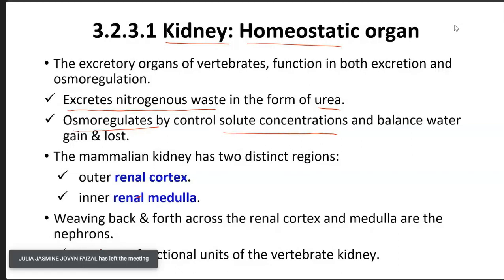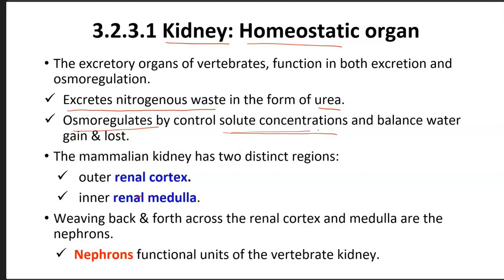Okay, so for this part we are going to look at how your body maintains the right solute concentration and water balance, gain and loss, through osmoregulation, which involves the organ kidney. And also the kidney functions to remove wastes from your body fluid, especially nitrogenous waste in the form of urea. All right. So the mammalian kidney has two distinct regions, which is the outer part, the renal cortex, and the inner, which is the renal medulla.